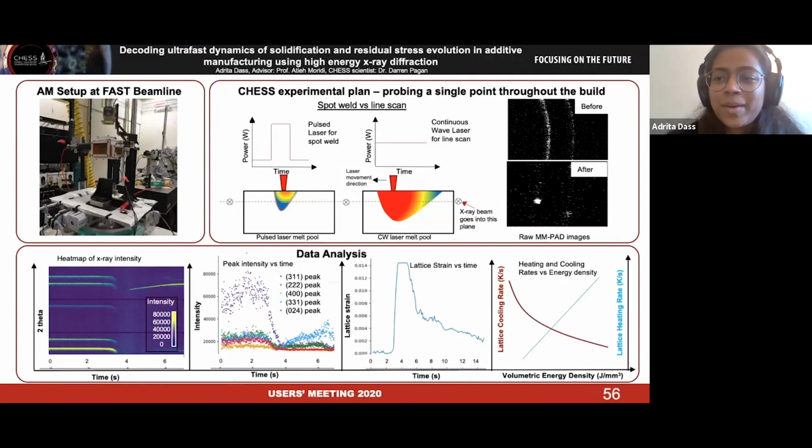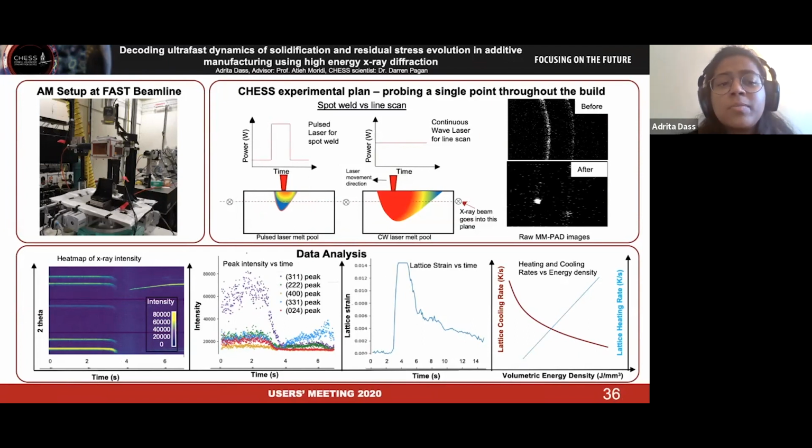Good evening, everyone. My name is Advaita, and I'm a graduate student in Professor Moridi's group at Cornell University. So my CHESS experiments were held this year in March at the FAST beamline, where I studied the dynamics of metal additive manufacturing processes using X-ray diffraction at fast time scales.